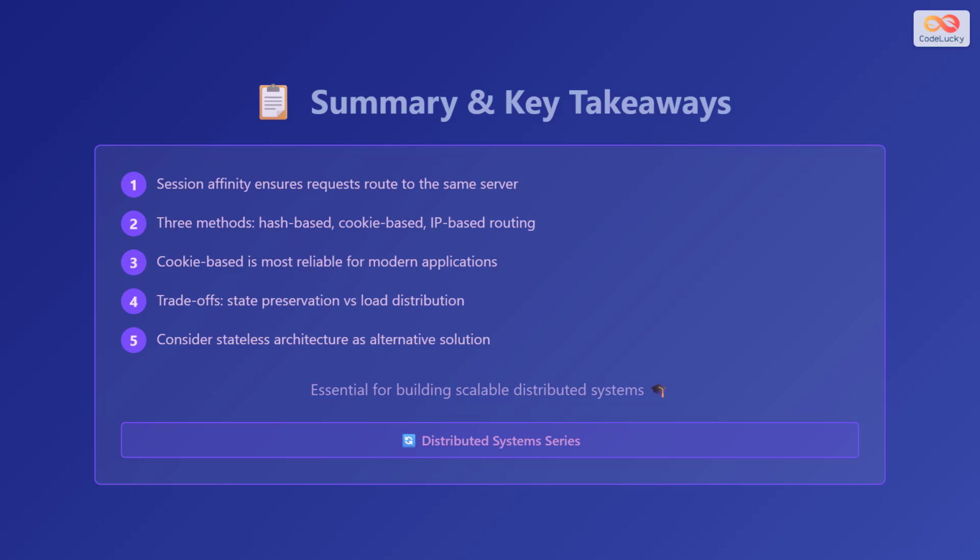Let's recap the key points. Session Affinity ensures that user requests are routed to the same server in load-balanced systems. There are 3 main implementation methods: hash-based, cookie-based, and IP-based routing. Cookie-based routing is the most reliable for modern applications. There are trade-offs between preserving state and optimizing load distribution, and you should consider stateless architecture as an alternative solution when appropriate. Understanding Session Affinity is essential for building scalable distributed systems.